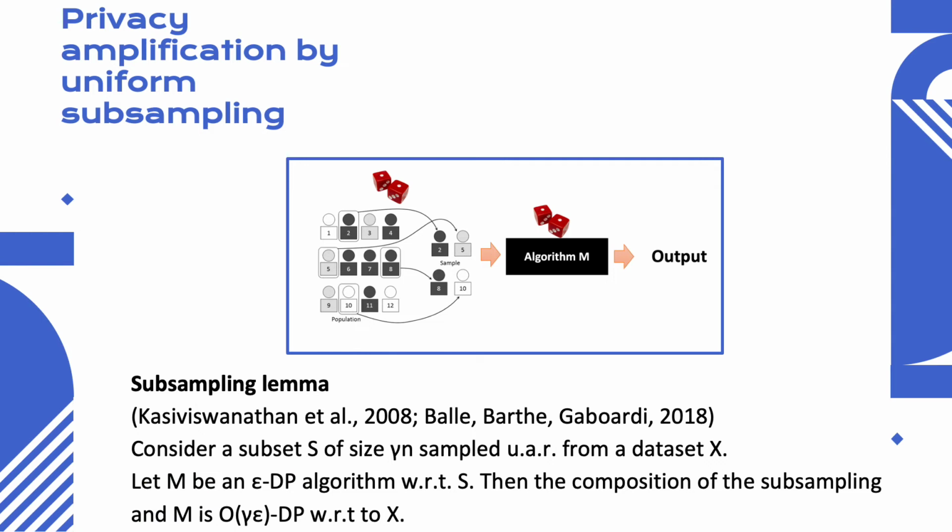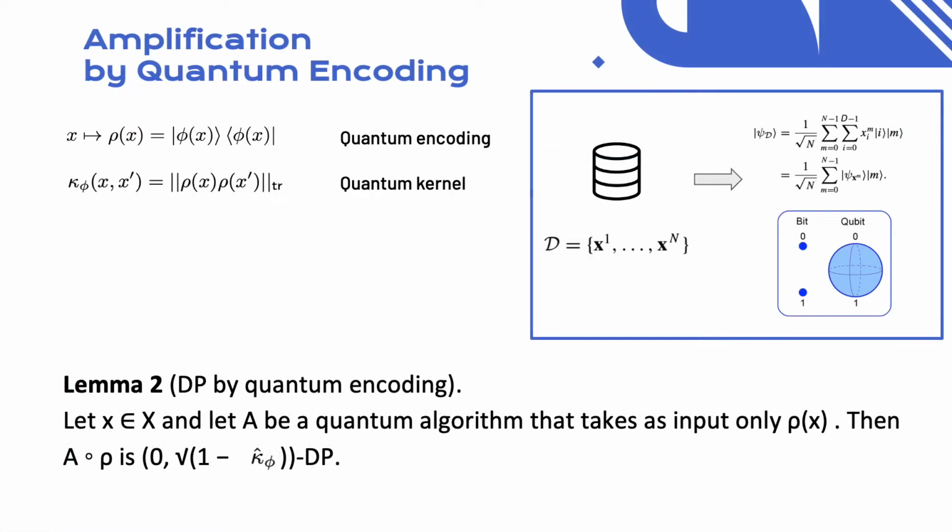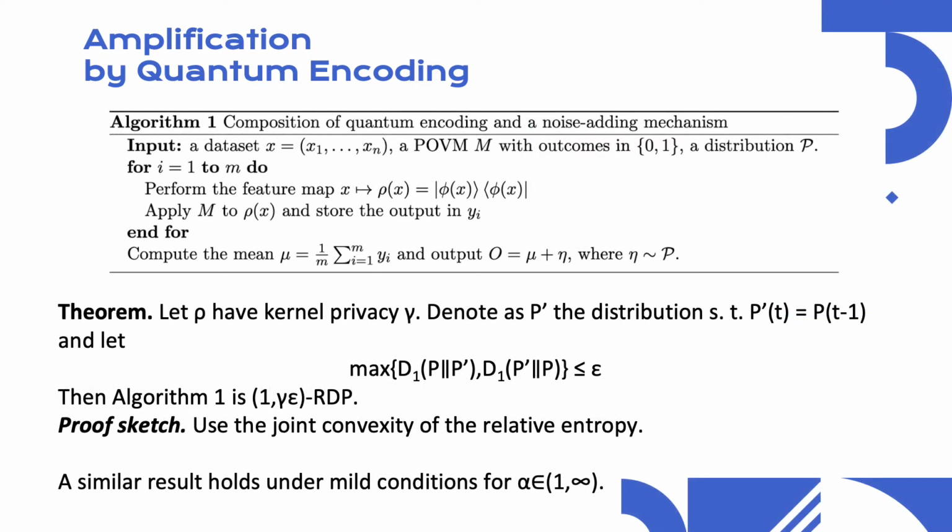Some of our results can be regarded as a quantum analog of privacy amplification by subsampling, a celebrated classical result showing that running an algorithm on a uniform subsample amplifies privacy. A similar phenomenon happens when a quantum algorithm receives as input a quantum encoding of a classical dataset. The magnitude of this effect is captured by a parameter that we dubbed kernel privacy. The level of privacy coming from the encoding alone is not sufficient for many applications, and for this reason we need to combine it with a further source of privacy, namely a noise adding mechanism.